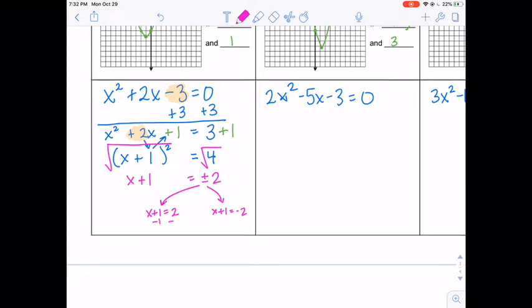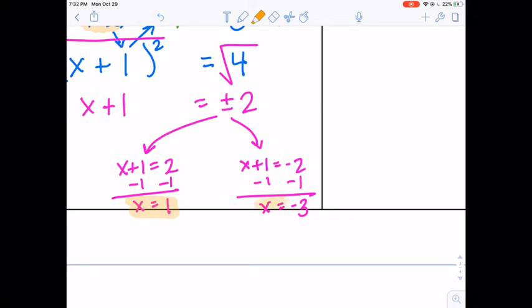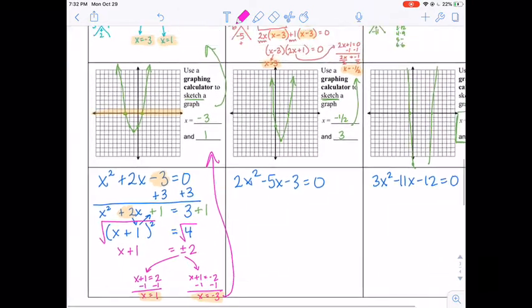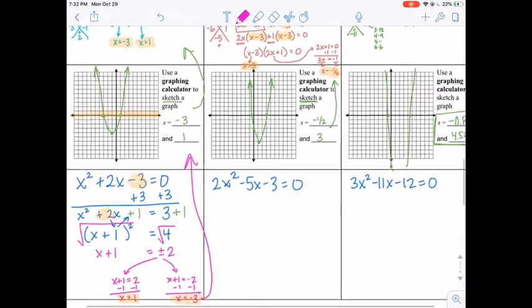I can solve this in a normal way. Subtract 1 on each side, get 1. Subtract 1 on each side, I get x equals negative 3. So we can see that these answers we just got, this 1 and this negative 3, match up to the problems we got from up here, the negative 3 and the 1. Obviously, factoring is by far the fastest way to do this problem. We're mostly going to use this for ones that aren't factorable, like the last one.